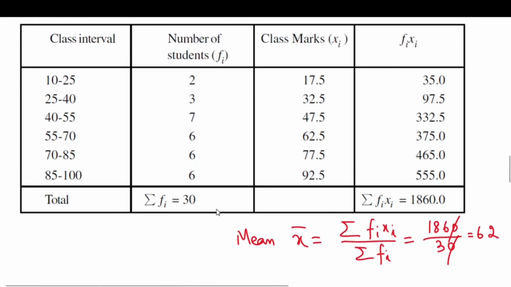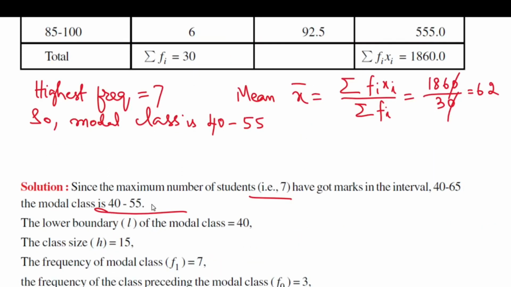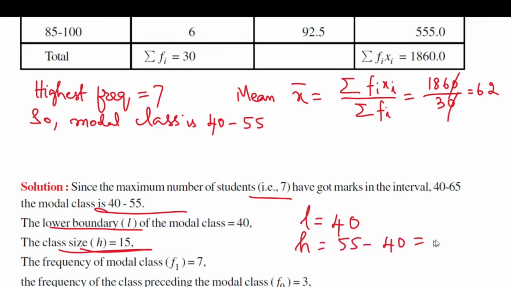Then let us see how to find mode. The highest frequency here is 7. So 40 to 55 is the modal class. From this modal class, we can find the lower boundary. Lower boundary L is 40. The class size h is 55 minus 40, that is 15.